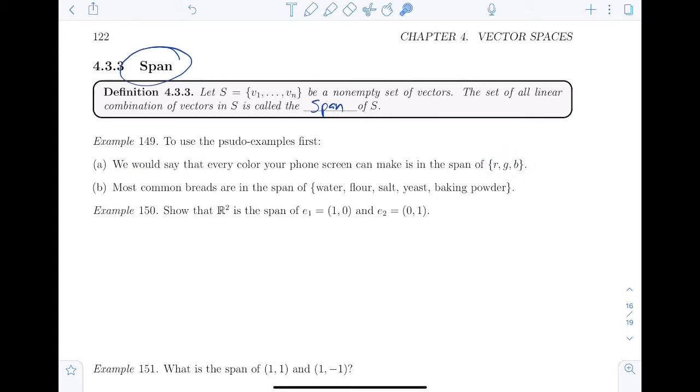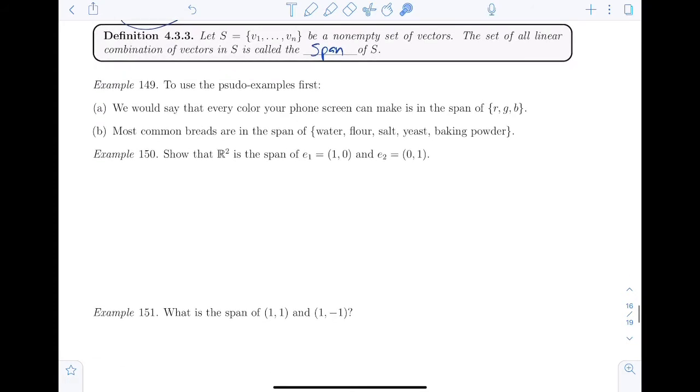RGB, if you zoom in on your phone, usually I'm in class, I use one of the little projector thingies, and you can see that they're made of little red, green, and blue lights down way in there. So every single color on your screen is made up out of these things. So all the colors that your screen can make are in the span of the red, green, and blue lights. The next one is that most common breads are in the span of these ingredients. So all these ingredients, you mix those, some linear combinations of those, and it's the span.